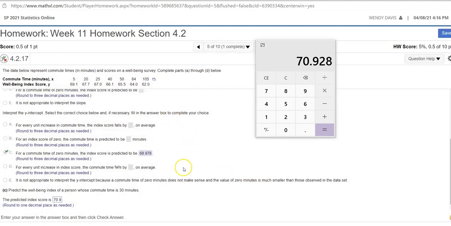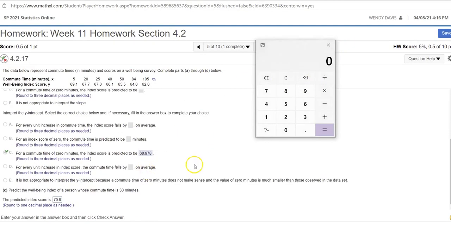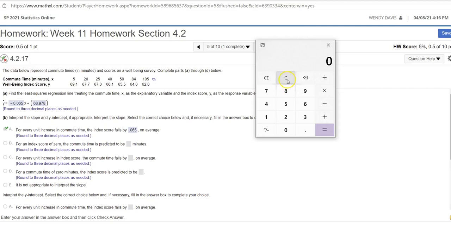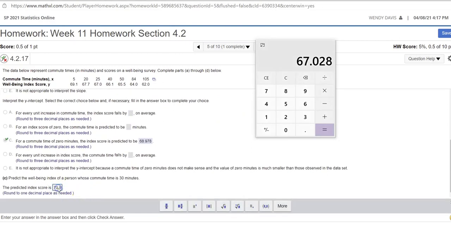Okay, I must have made a careless error. Let's see. Predict the well-being of commute time is 30 minutes, so time is minutes. 0.065 is negative times 30 plus 68.978. Okay, I must have forgotten the negative right there. Okay, 67.028, round to 1 decimal place. That would be 0.0, so it's just 67.